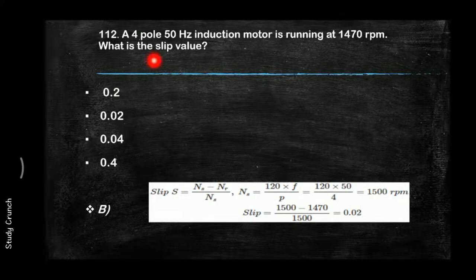Next, a 4-pole 50 Hz induction motor is running at 1470 rpm. What is the slip value? Slip is equal to (ns minus nr) upon ns, where ns is equal to 120 f by p. From here we can find ns, that is 1500 rpm, by putting in the values of p and f. Now the slip will be (1500 minus 1470) upon 1500, which is equal to 0.02, that is option b.